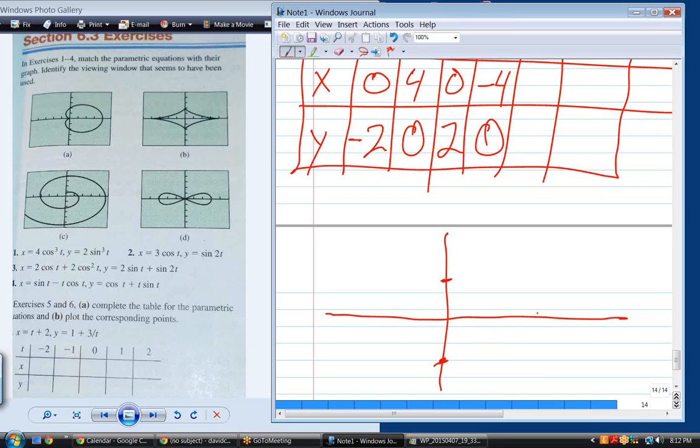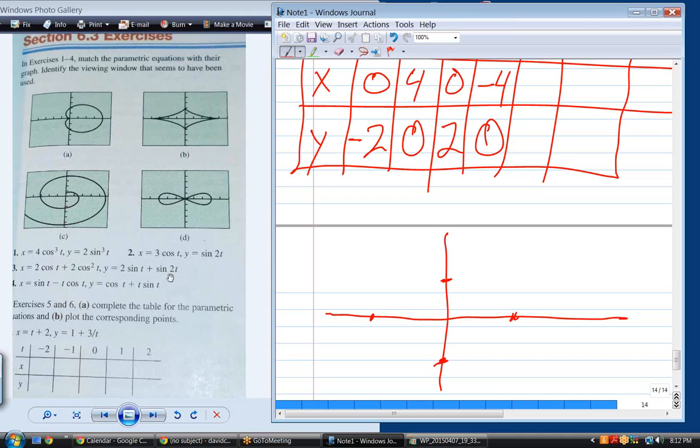When x is 4, y is 0, and when x is minus 4, y is 0, which curve are we looking at? That'd be B? Yeah, it's got to be. It's the only one that fits those 4 points. Okay. So that's how we're going to do all 4 of these.